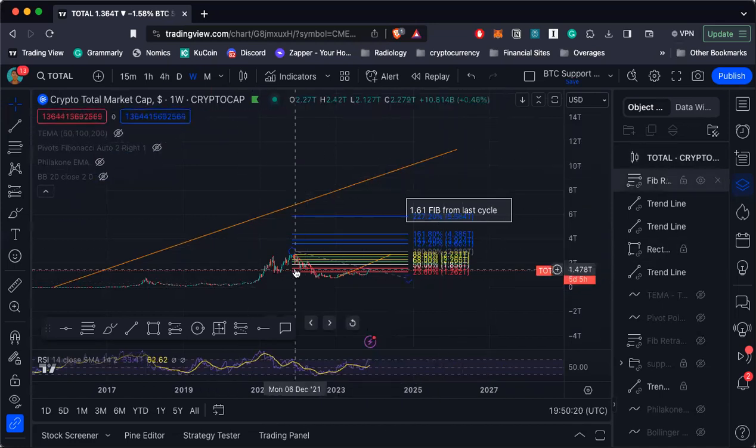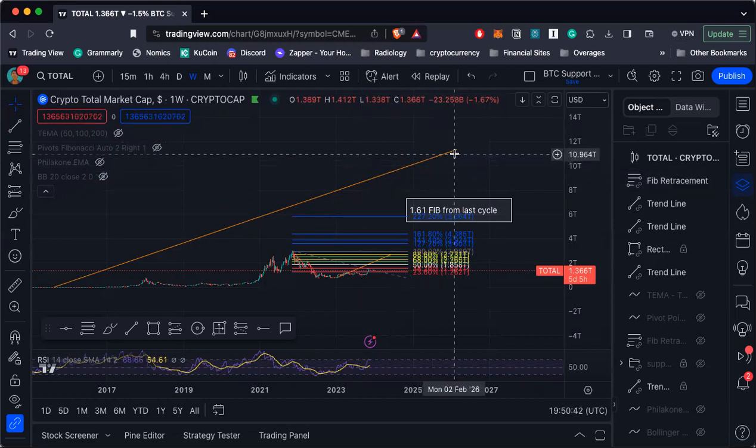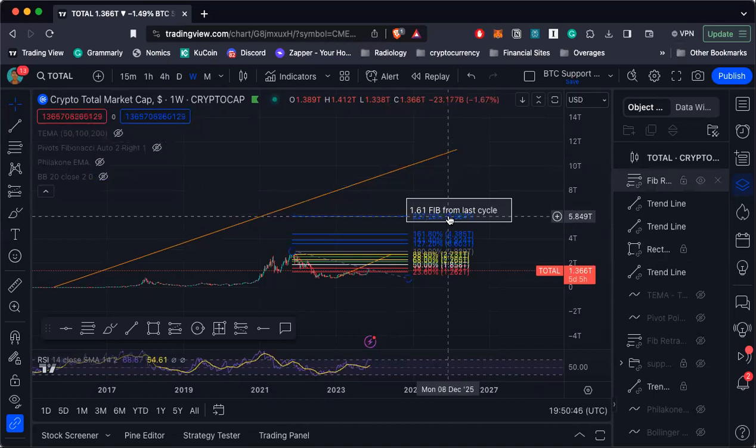I mean, in comparison to the way it's been destroying the Fibonacci levels, as you can see in these last bull runs, it's been totally annihilating it. It's been going up and beyond. The Fibonacci retracements are far too conservative for the actual money that's coming into the crypto world. So the next target for, let's say, the crypto market cap is going to be, let's just put it at 6 trillion.